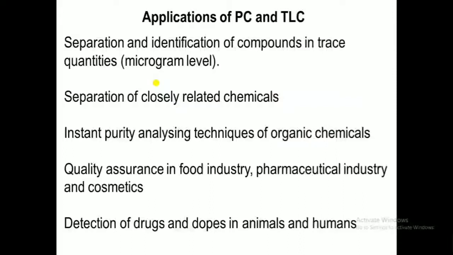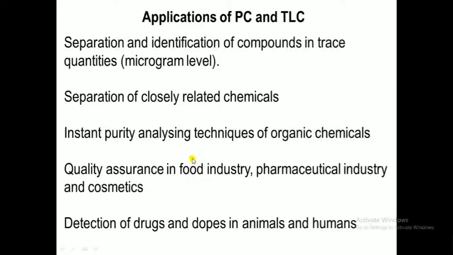Now, if you see what are the applications of paper chromatography and thin layer chromatography, we can use these techniques for the separation and identification of compounds in trace quantities. That is very important. So you need a small drop. So the amount of mixture that you need is very, very small, in the microgram level. Then separation of closely related chemicals. You can separate closely related chemicals by using this technique.